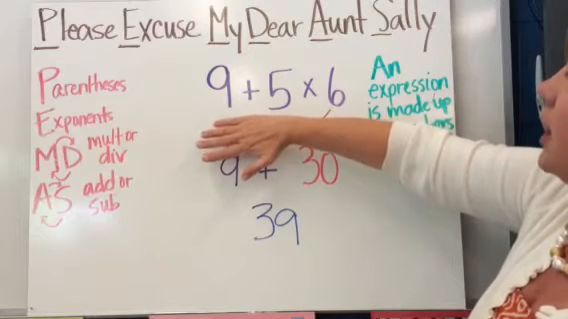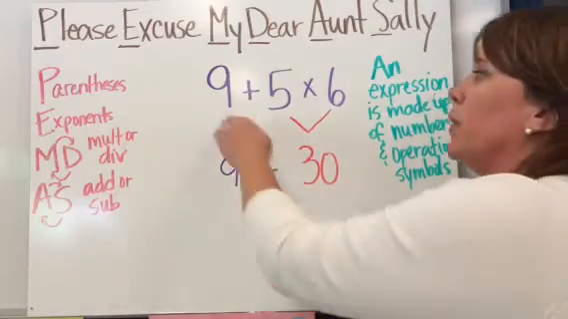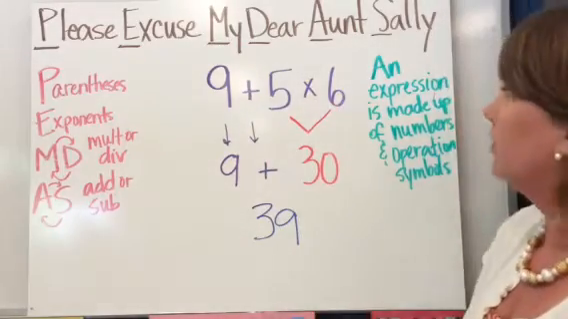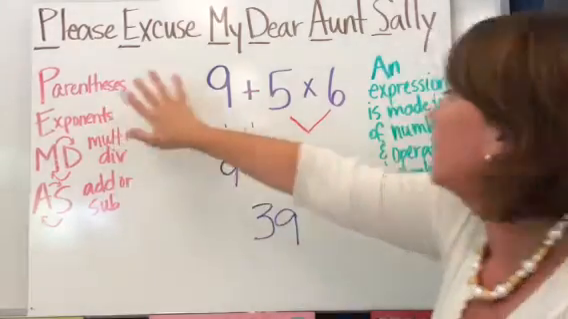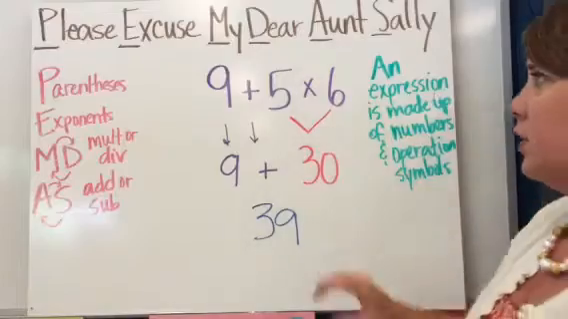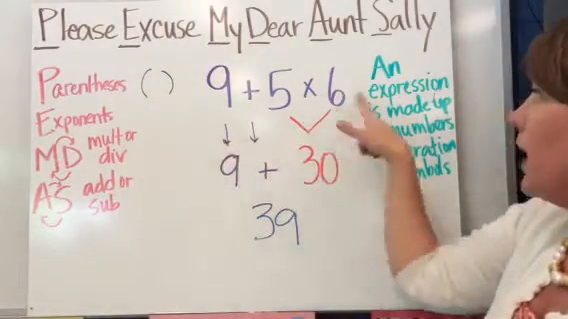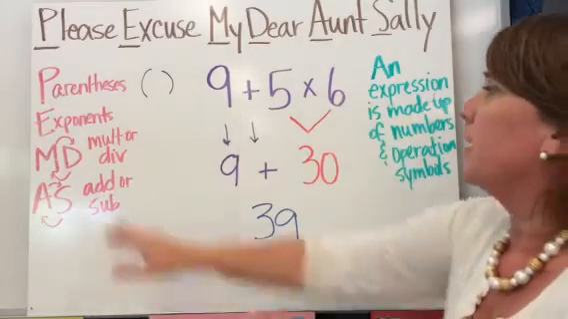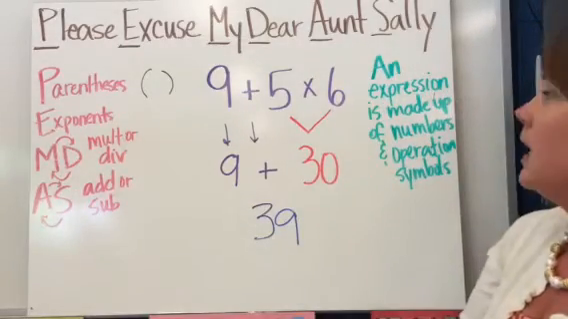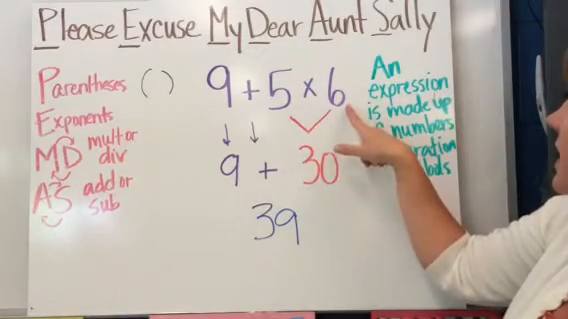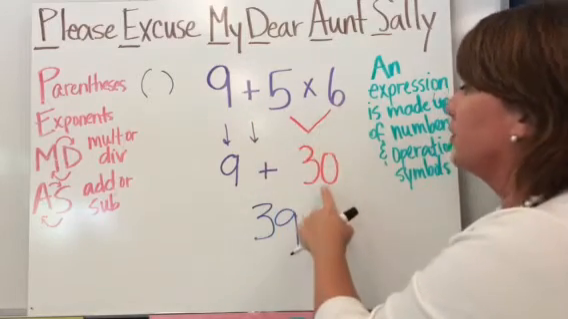9 plus 5 times 6. An expression is made up of numbers and operation symbols. So that's just what we call this problem, an expression. According to the order of operations, I'm going to see if there are parentheses. Notice there are no parentheses here. Again, parentheses are the marks that look like this. There are no exponents on this problem. So I keep on moving down the list here, and I'm going to do multiplication or division if there is any. And so I have 5 times 6. That comes before addition, so I'm going to do 5 times 6 first.